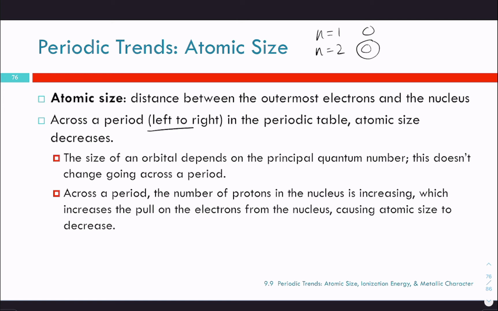So going left to right, as we add protons, we get smaller. The atom gets smaller. The size of an orbital depends on the principal quantum shell, which doesn't change as we go across. Right, that's this up here. The number of protons, though, increases, which pulls on the electrons more, causing atomic size to decrease.